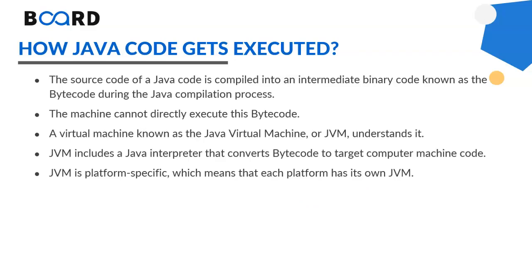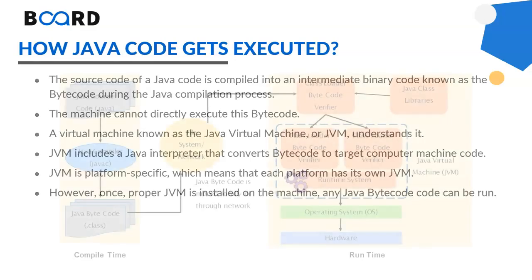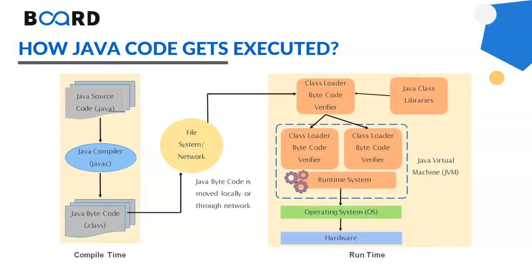So the Java Virtual Machine, as I said, is an interpreter that reads all the statements step by step from the Java bytecode and further converts them to machine level language. However, once the proper JVM is installed onto the machine, any bytecode can be run. Java code is portable, you can port it to any other machine and that specific machine based JVM can run your Java bytecode.